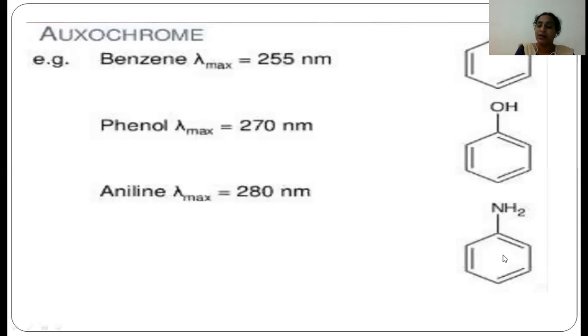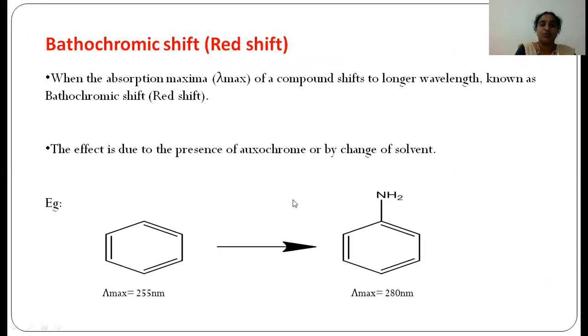Whereas in this aniline structure, the NH2 group is also an oxochrome, because it won't directly absorb the light. But whenever it is attached to the chromophore, it enhances the absorption wavelength. So here the benzene ring absorption wavelength is only 255 nanometers. But in aniline, the amine group is attached to the chromophore, which enhances the absorption wavelength, so 255 shifts towards 280 nanometers. This is called an oxochrome.